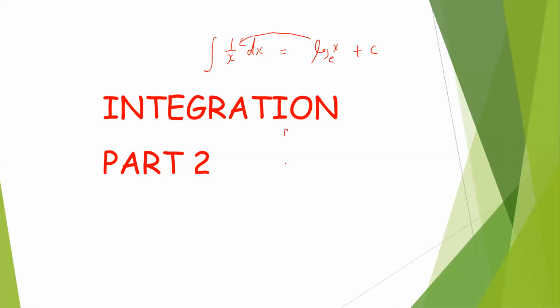Similarly, if I ask you what is the integration of 1 upon 1 plus x square, you can give the answer immediately, that is tan inverse x, because these two are the derivative of some function. 1 by x is the derivative of log x and 1 upon 1 plus x square is the derivative of tan inverse x.